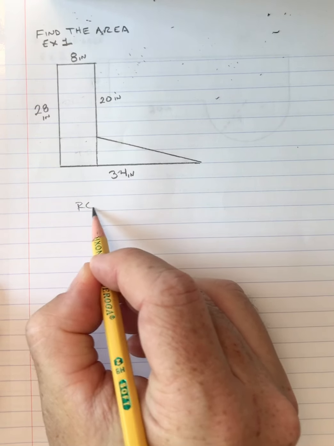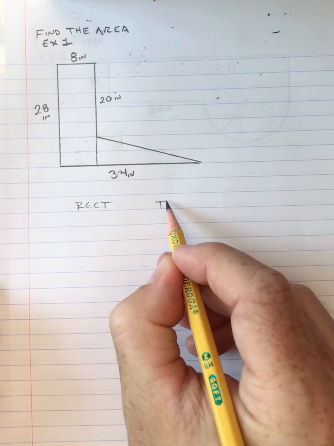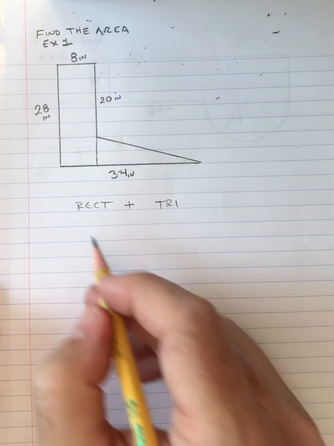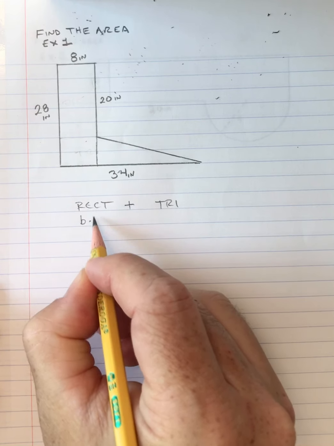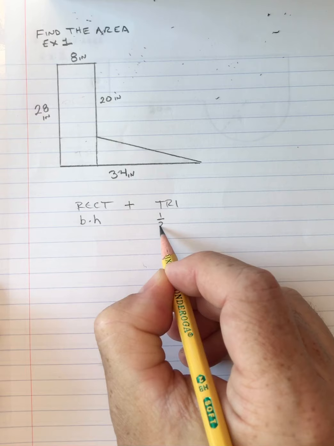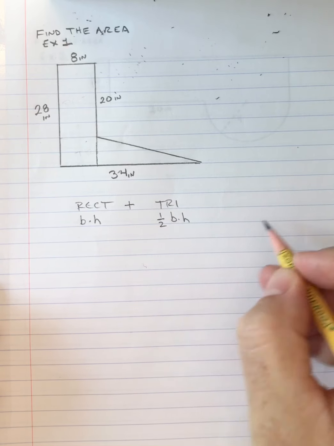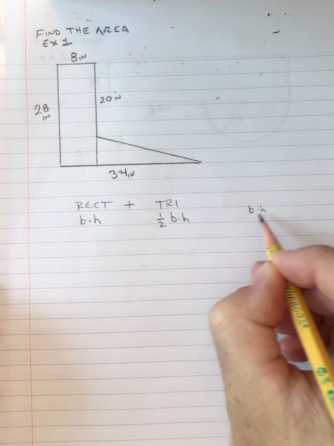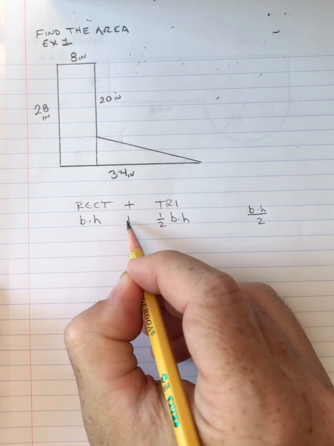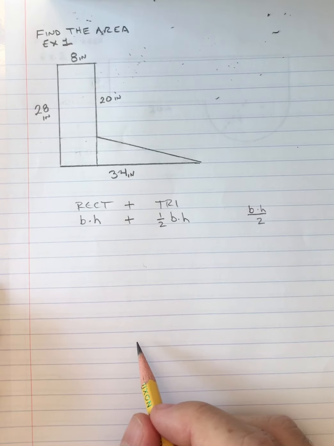All right. So I'm going to make my plan here. I have a rectangle, and I have a triangle, and I'm going to find the areas of each, and I'm going to add them together. My rectangle formula is base times height. My triangle formula is 1/2 times base times height. And again, if you want to use the base times height over 2, that's fine.